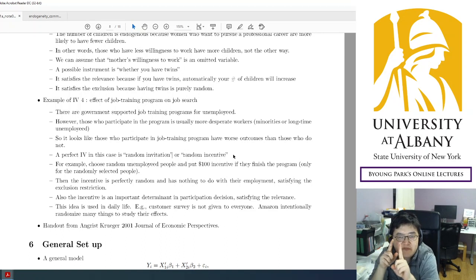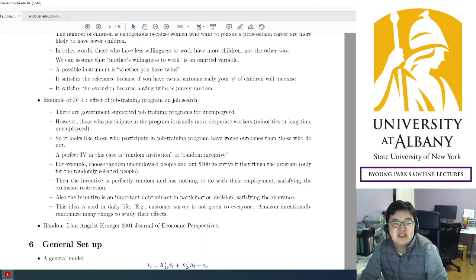Because first, think about this. It's a random incentive, so you randomly choose who gets the offer. So it automatically satisfies the independence assumption, and it is relevant if the incentive increases the probability to attend the program. So it's also obvious if the incentive is good enough, like $100. Okay, $100 is not bad. So I don't know how much it increased.